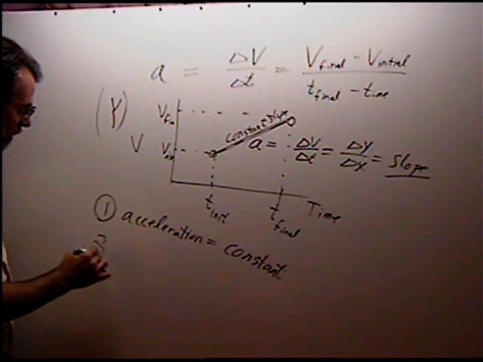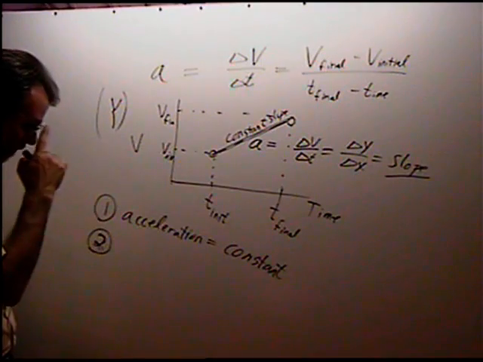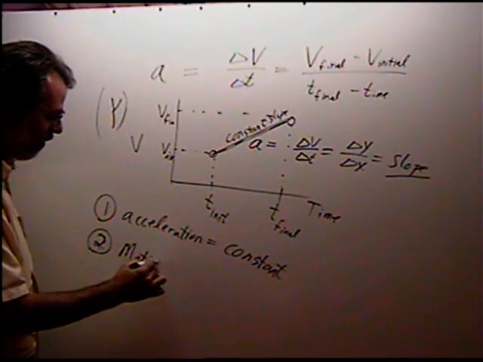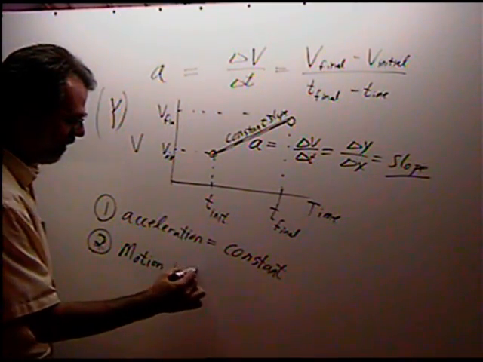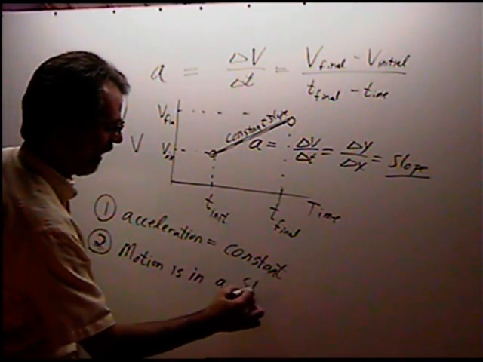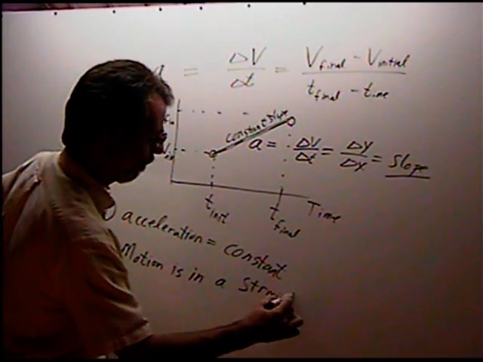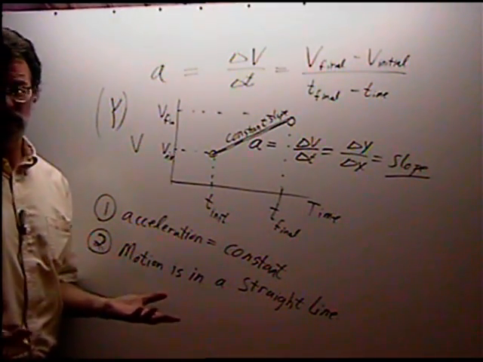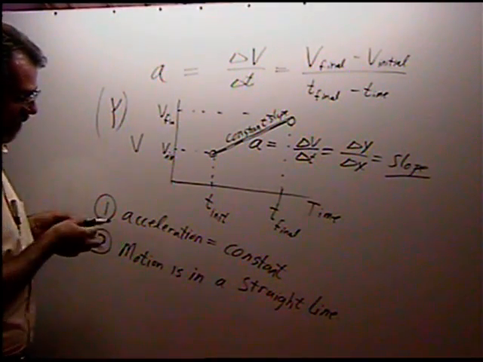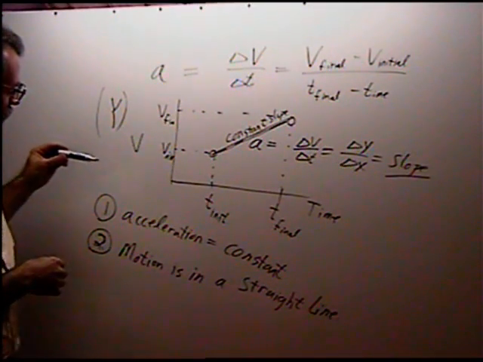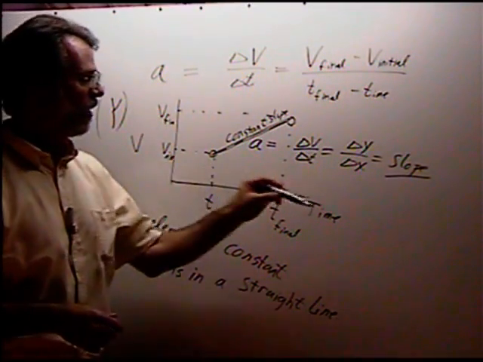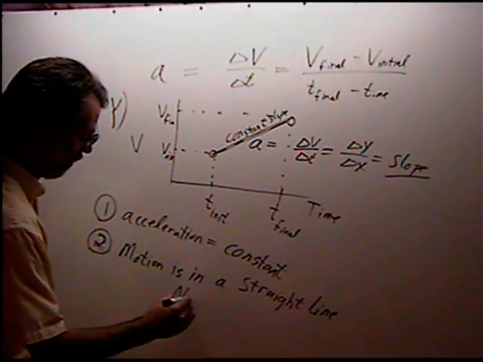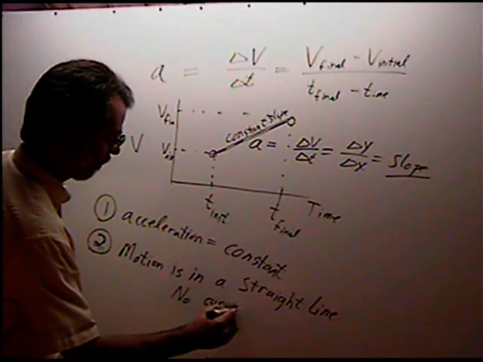The other main assumption that we're going to use in this chapter is that the motion is linear, or in a straight line. All the motion is in a straight line. Another way to say this is it doesn't curve. In other words, if the initial velocity is going in a certain direction, it stays in the same direction. There's no curving of the motion.